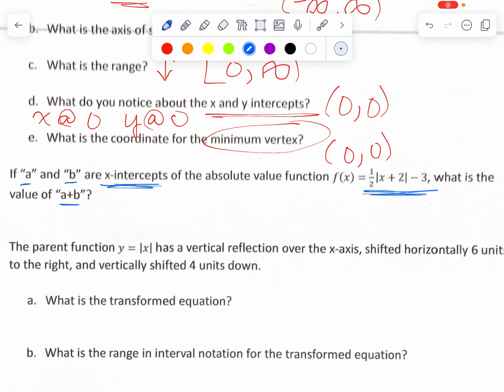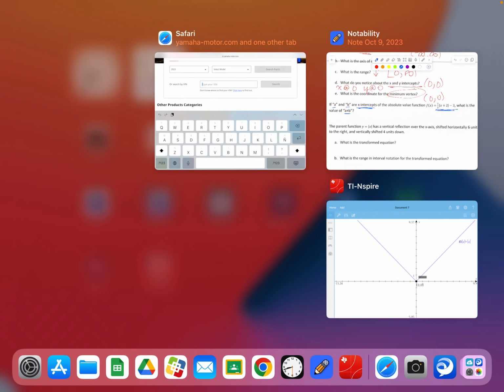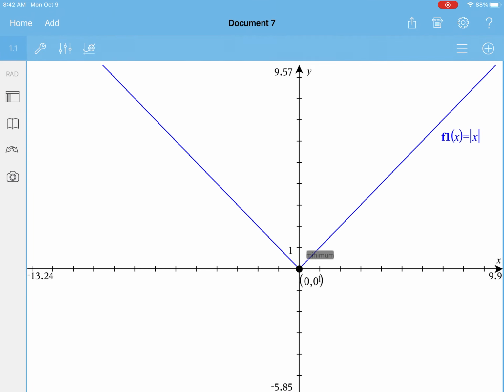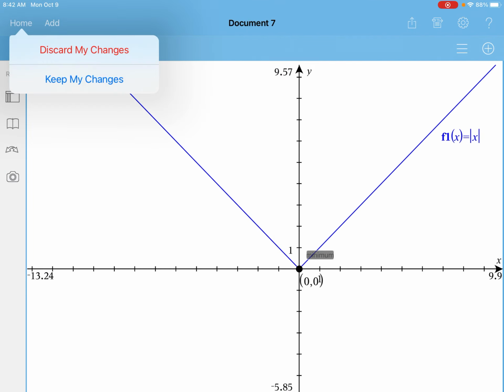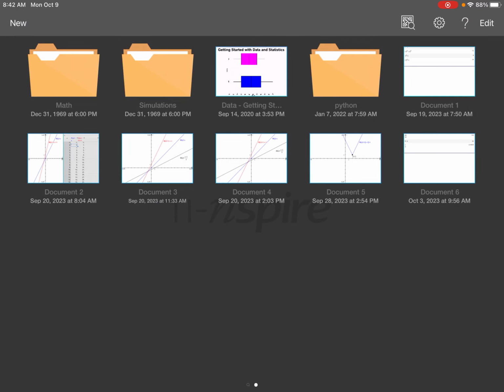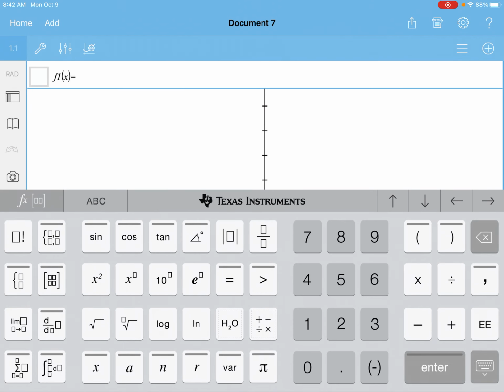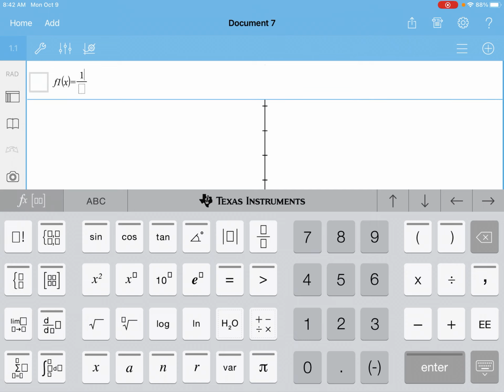Anytime they give you an equation like this, we're going to put that in the calculator. Let's get rid of some of these background pages here. So let's graph our new equation. We're going to go new graphs. We'll create a fraction here. You can say 1/2. You could also use 0.5 if you wanted to. So 1/2, the absolute value of x plus 2, and then we do -3.